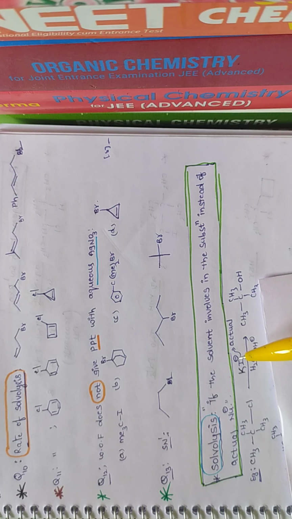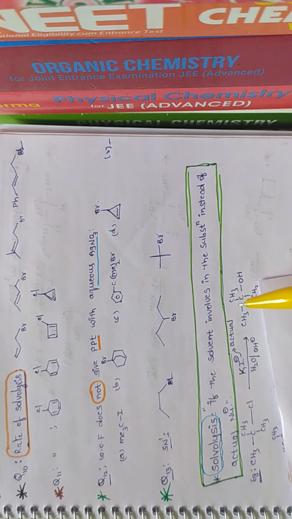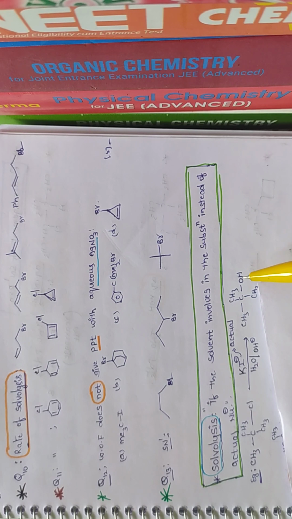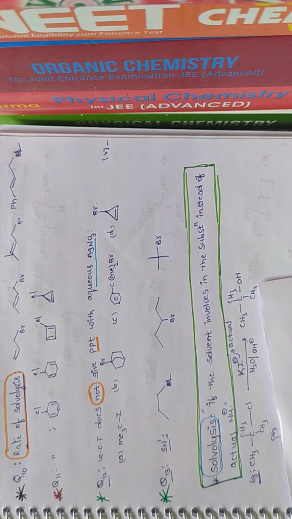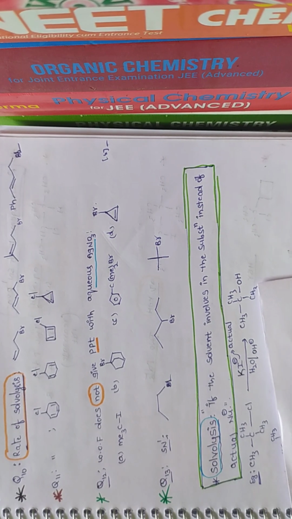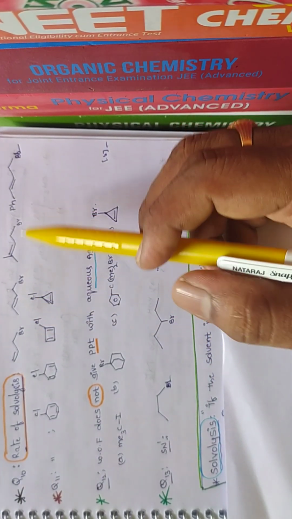Whenever it reacts with KI in aqueous medium, it will give tertiary butyl alcohol. Actually, here what should be formed? Tertiary butyl iodide should be formed, but here tertiary butyl alcohol is formed. That means this is the actual nucleophile, which can substitute the chlorine, but instead of this actual nucleophile, the OH minus from the solvent substitutes. So it is called a solvolysis reaction.